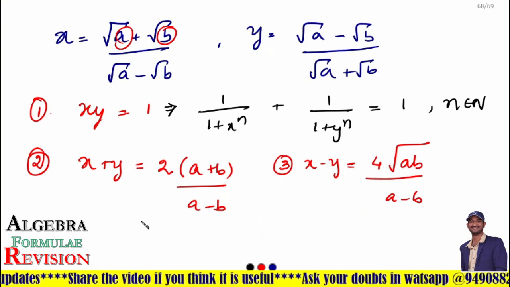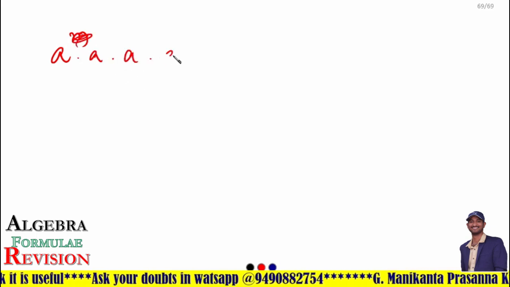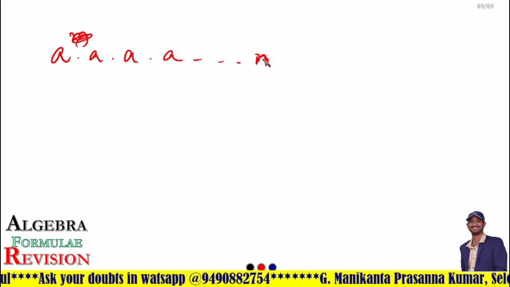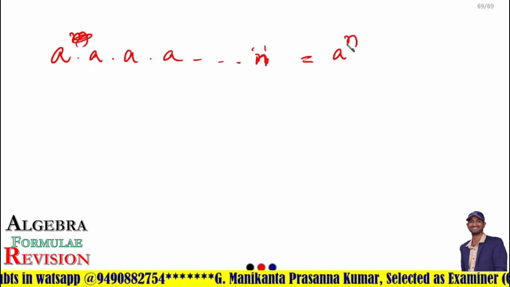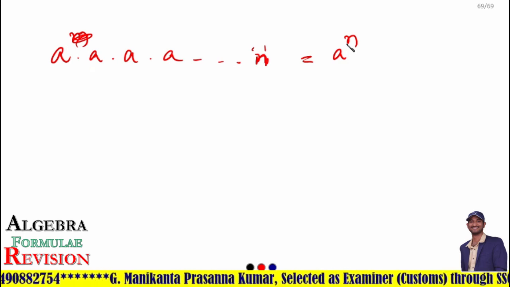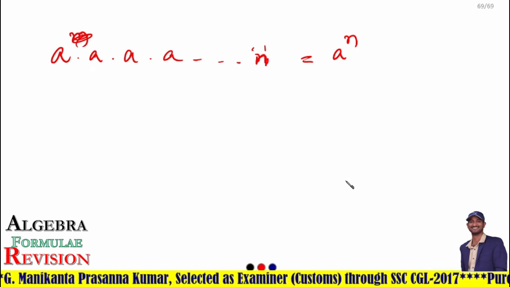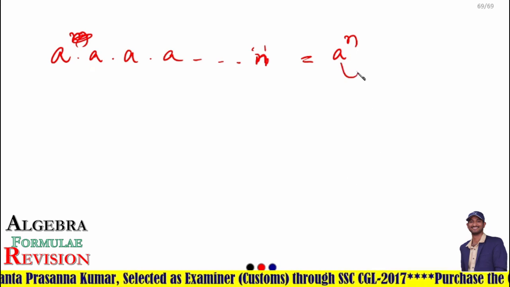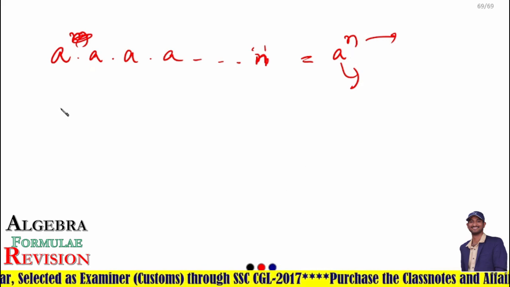Okay, and next, last but not least, that is indices or powers. When a is written as a into a and so on, n times, then it is equal to a power n. Yes or no? That's it. That is the difference between powers and surds. Both are the same. If a number a is multiplied by itself n times, then we call it a power, and a is called the base and n is called the index or power. So I'll tell you a few formulas which are very easy.